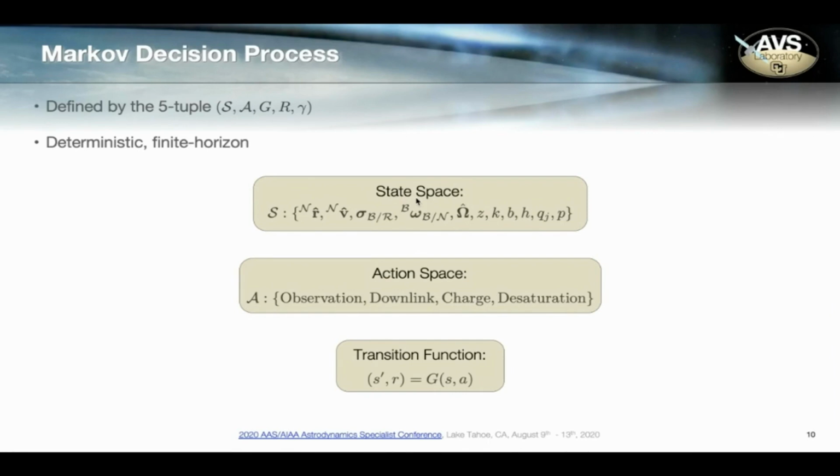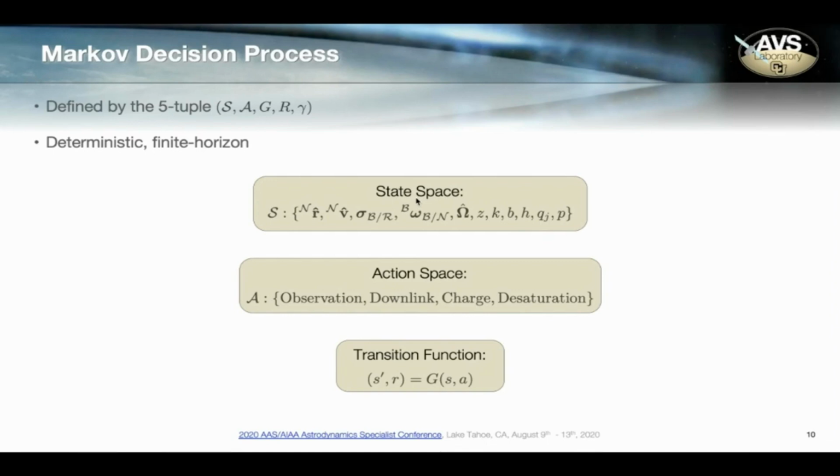This is a deterministic finite horizon problem. Finite horizon meaning that the simulation terminates at the end of a planning horizon when t is greater than t max, 90 minutes. The state space includes the position and velocity expressed in an inertial frame, the attitude error of the spacecraft in modified Rodriguez parameters, the angular velocity of the spacecraft expressed in the body frame. Big omega hat represents the reaction wheel speeds over their maximum allowable speeds.